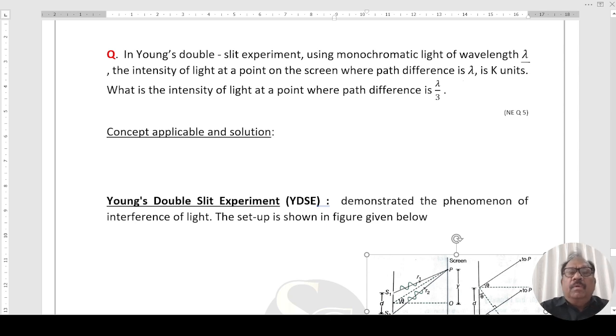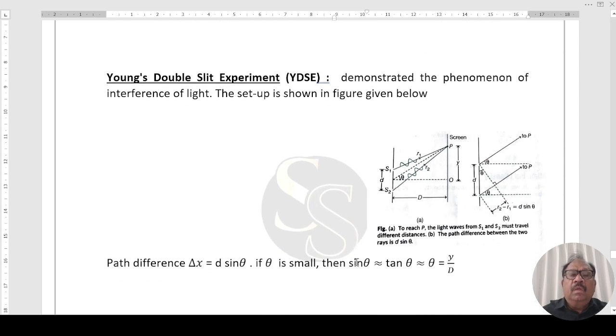Question: in Young's double slit experiment, using monochromatic light of wavelength lambda, the intensity of light at a point where the path difference is lambda is K units. What is the intensity of light at a point where the path difference is lambda by 3? You have to find the intensity in terms of K.